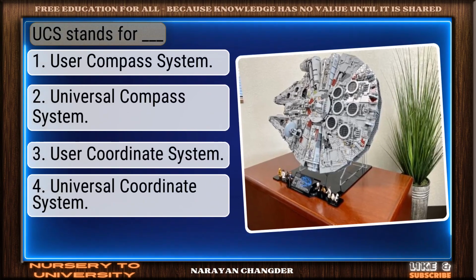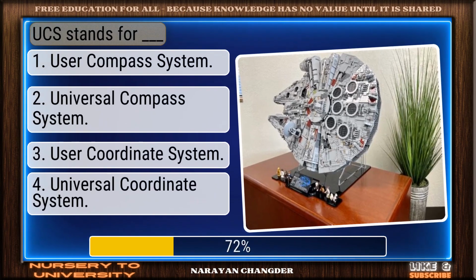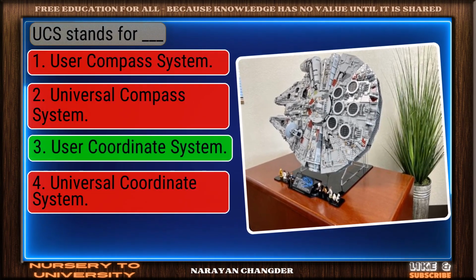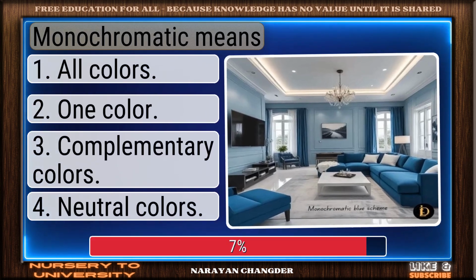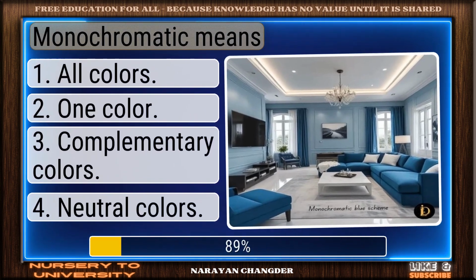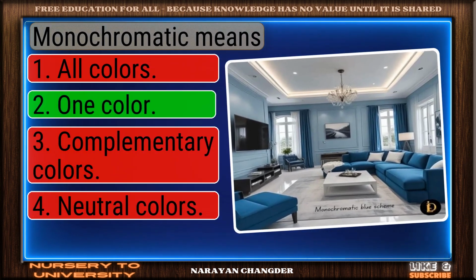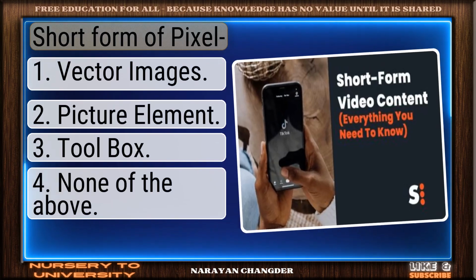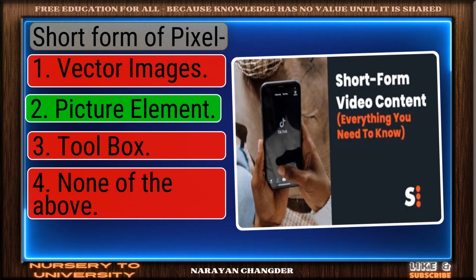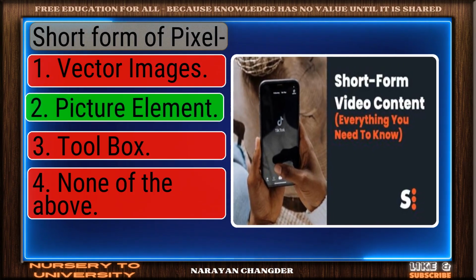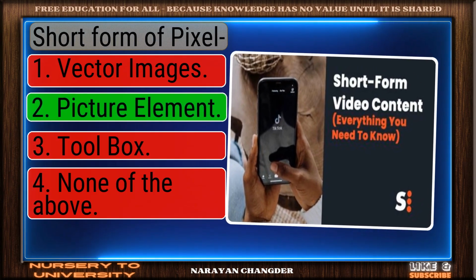UCS stands for dash. Exactly. User coordinate system makes sense. Monochromatic means. Well picked. One color is correct. Short form of pixel. Smart move. Picture element is accurate answer.